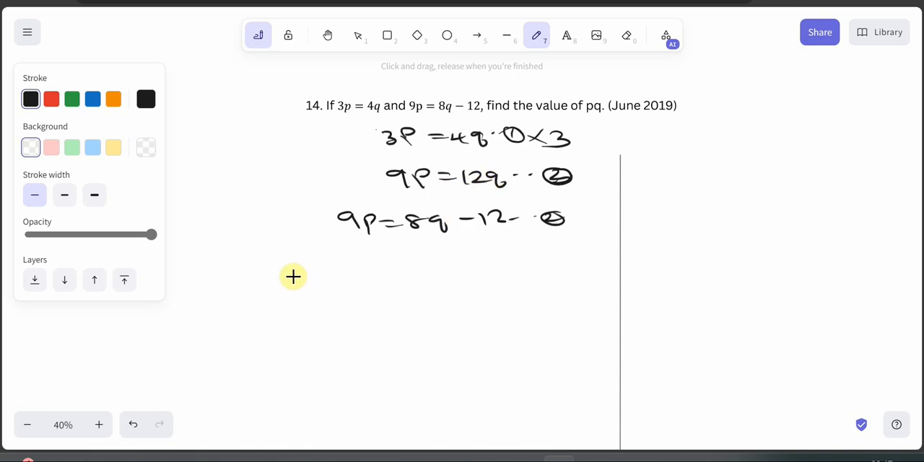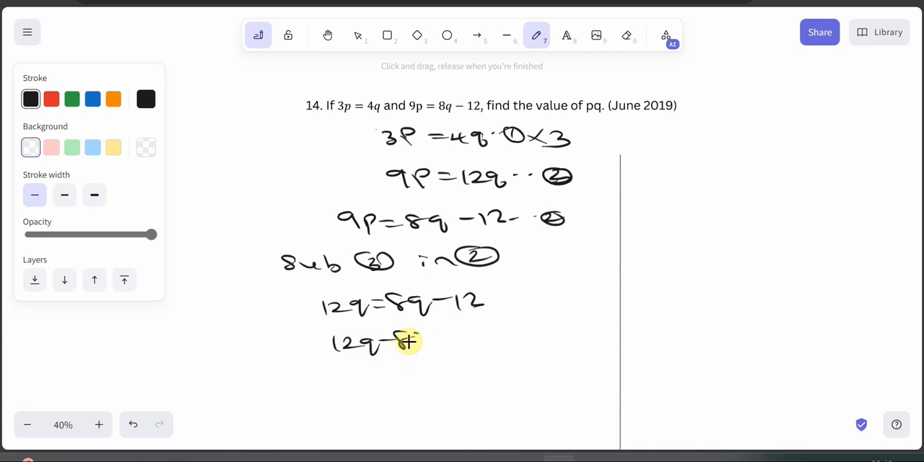So I could say substituting equation 3 in 2. Remember I said that you might solve it in a different way. That is fine. So wherever I say 9p, I'll put 12q. So that will be 12q is equal to 8q minus 12. So 12q minus 8q will be equal to minus 12. And 4q will be equal to minus 12. If I divide both sides by 4, my q will be equal to minus 3.